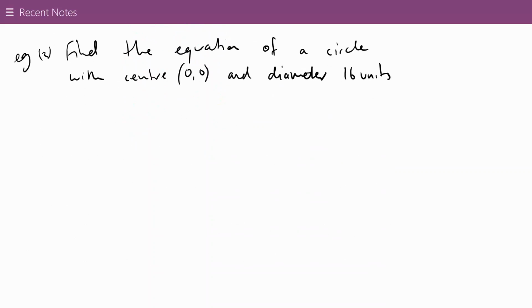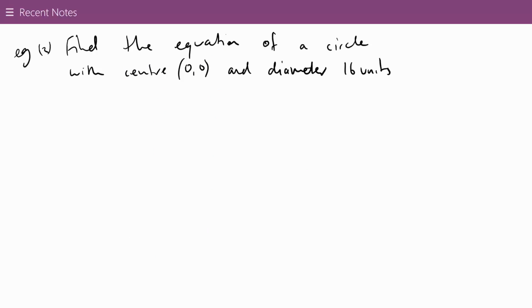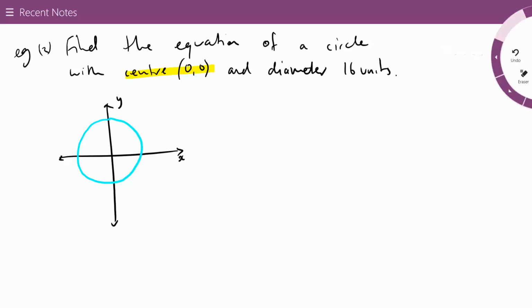Find the equation of a circle with center 0, 0, so it's around the origin, and diameter 16 units. So that's really important. Center is 0, 0. So let's just draw a quick sketch. It's always good to draw a quick sketch so we can visually see what's going on a bit better, x and y. Now it's around the origin. I'll try and draw this as neat as possible. That will do. Just imagine it's a perfect circle there around the origin where the diameter is 16.